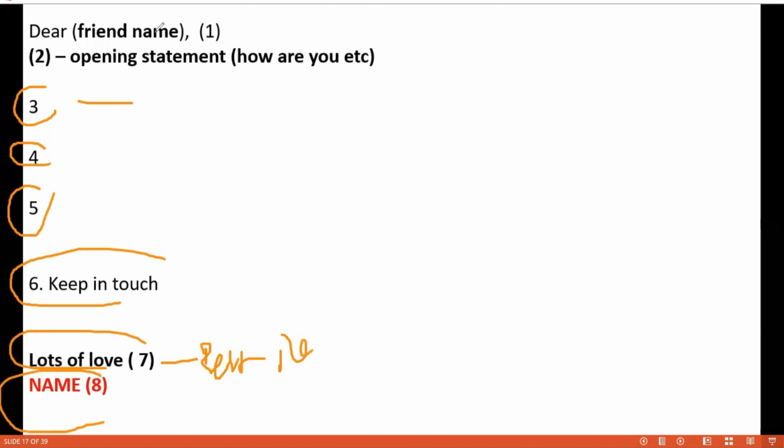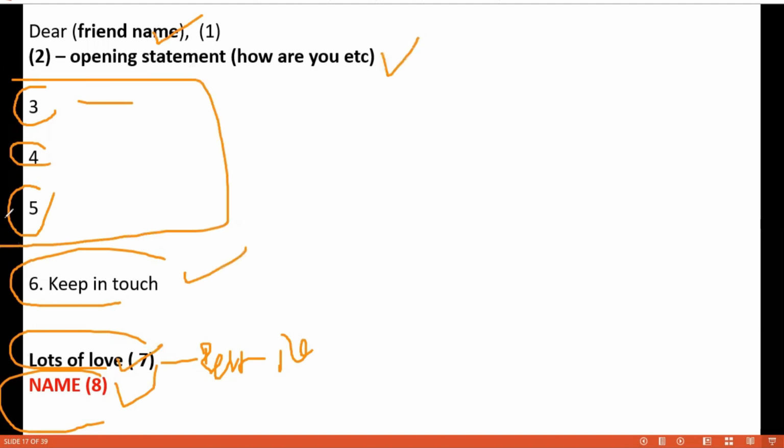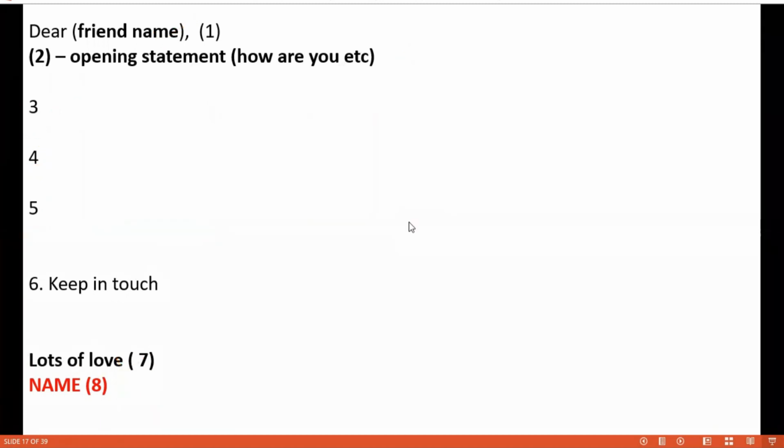Very simple. This is easy, this is easy, this is easy, this is also easy, this is actually even easier, but these 3 things we have to be careful about, and this is what we're going to understand next. So far we studied the structure of it. Structure is actually easy for letter writing. You will get used to it as and when you start writing.